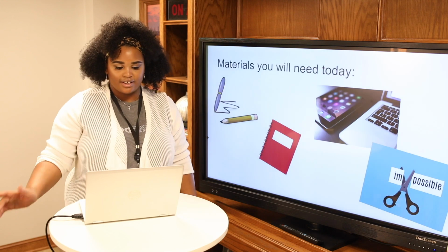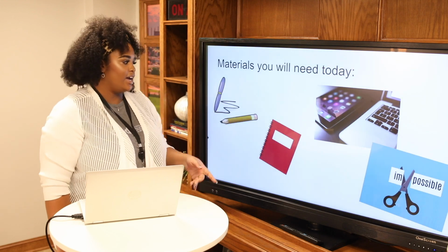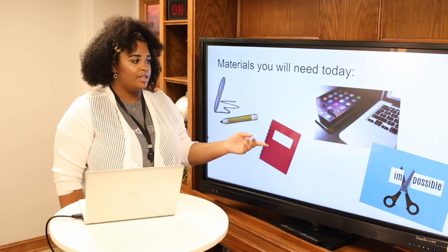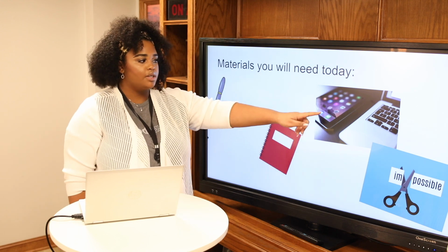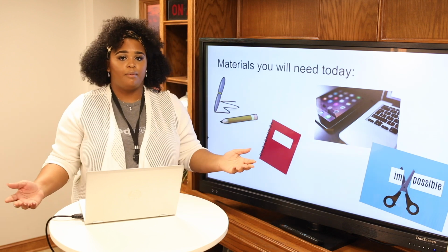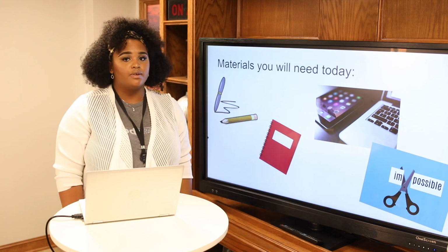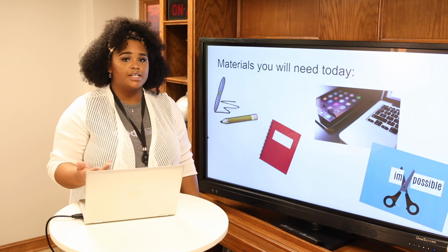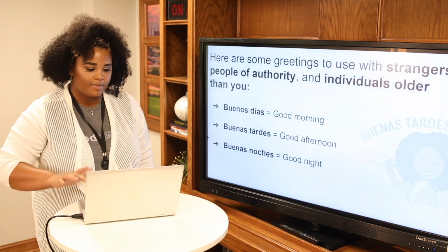Materials that you're going to need for today, number 1 is a pen or pencil. Number 2, you're going to need a notebook to write these notes down. Number 3 is going to be either a phone or a desktop. And number 4, you're going to need a positive attitude, okay? Because language is something that is a journey. So it's going to take some practice, but that's what we're here for.